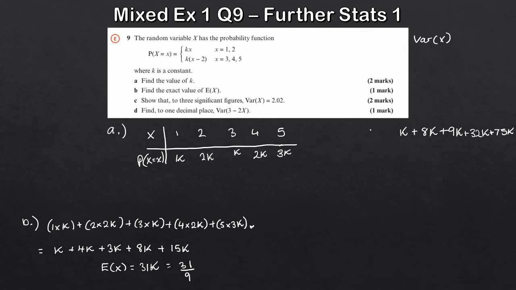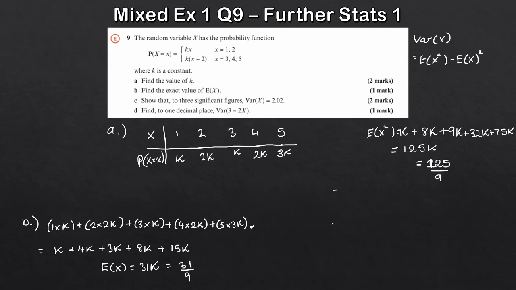So now this would be my E of x squared. What I need now for the variance is E of x squared minus the expectation of x, squared. Now we know the expectation of x, that's 31 over 9. We know E of x squared is this, so if I simplify this, this will be 125k. So literally all I've got to do now is replace this with my 1 over 9. So that's 125 over 9.